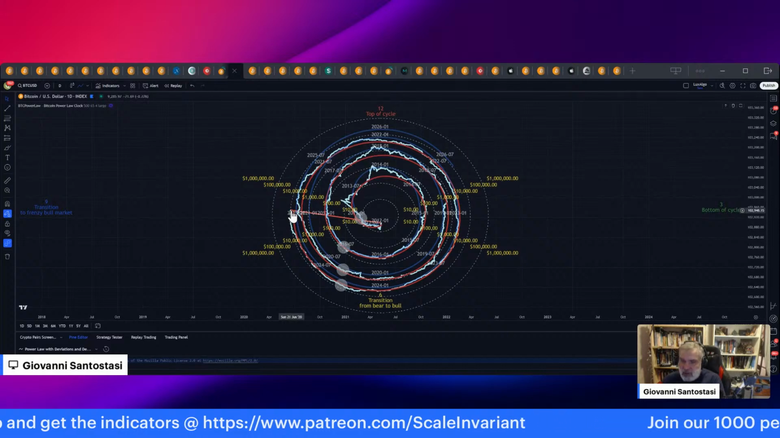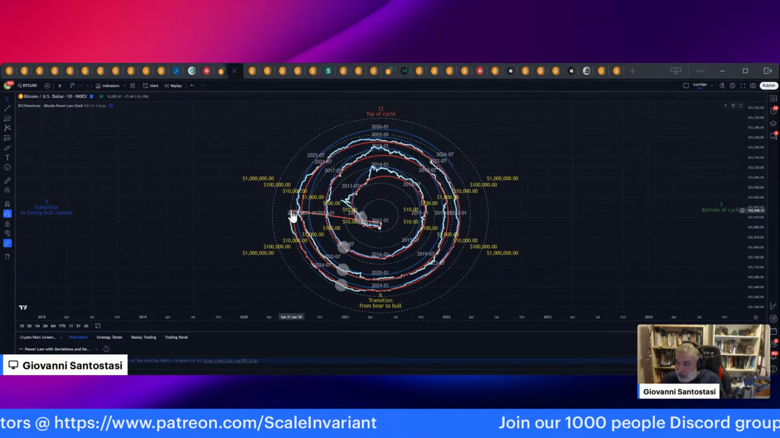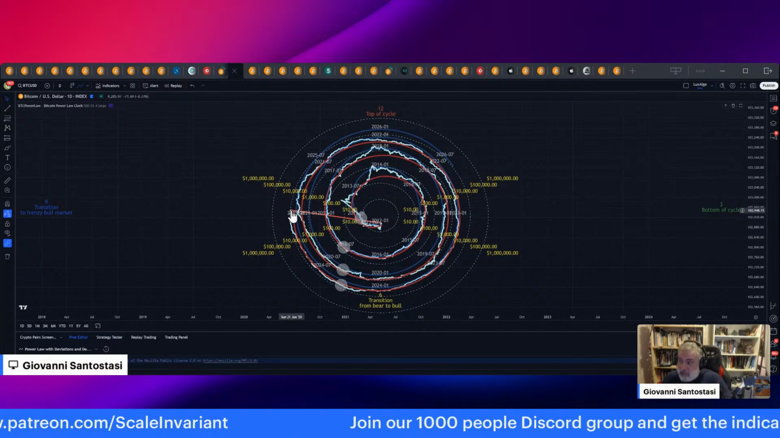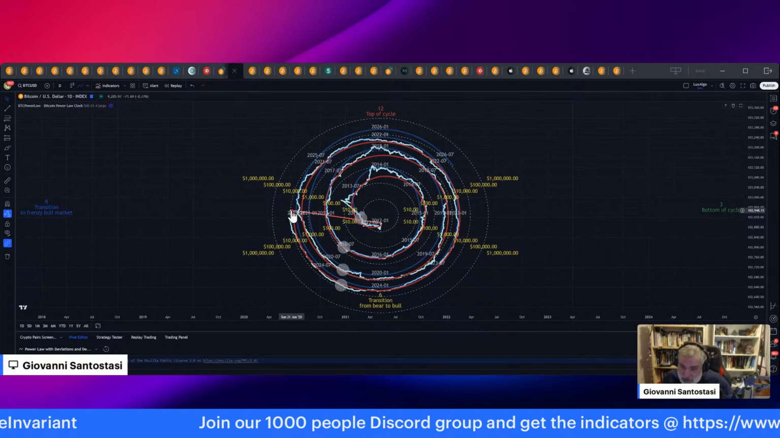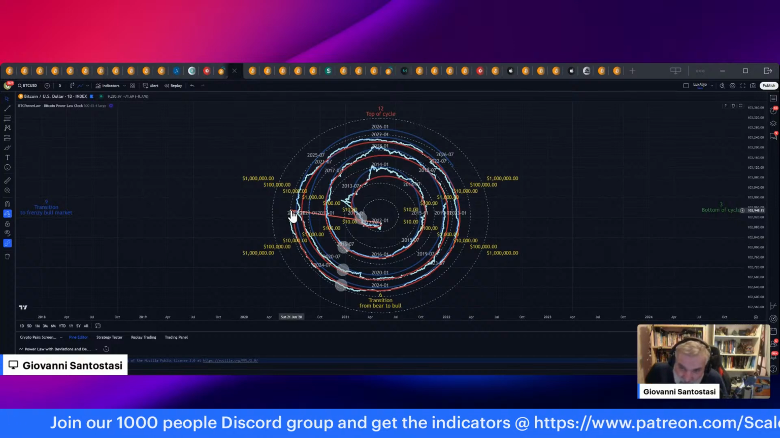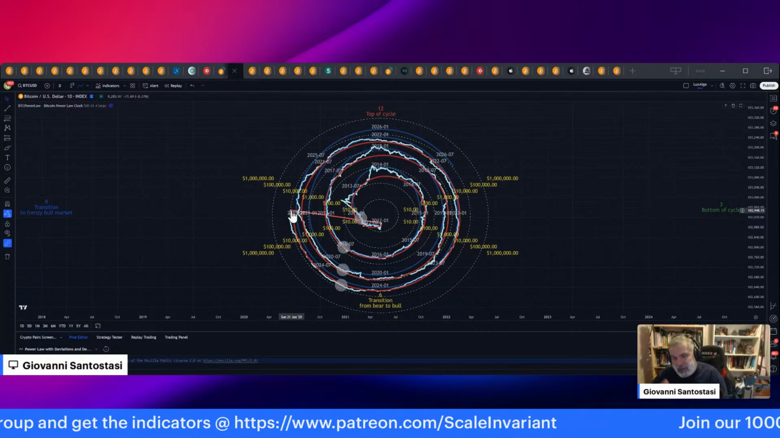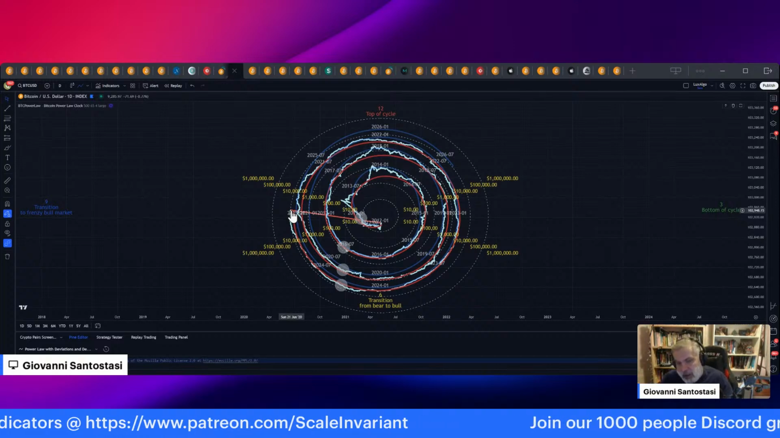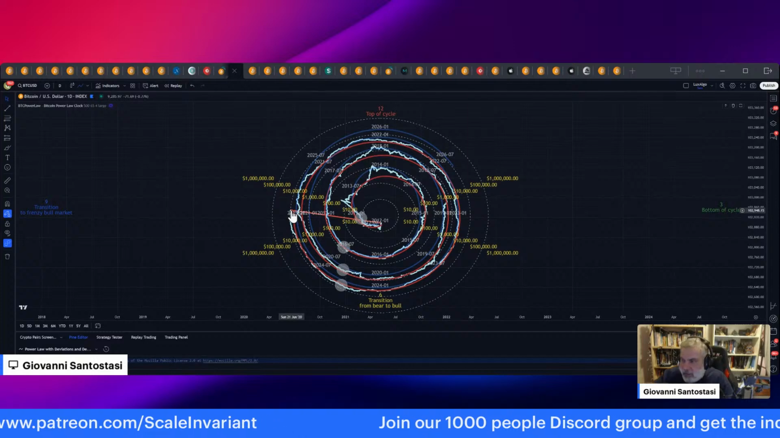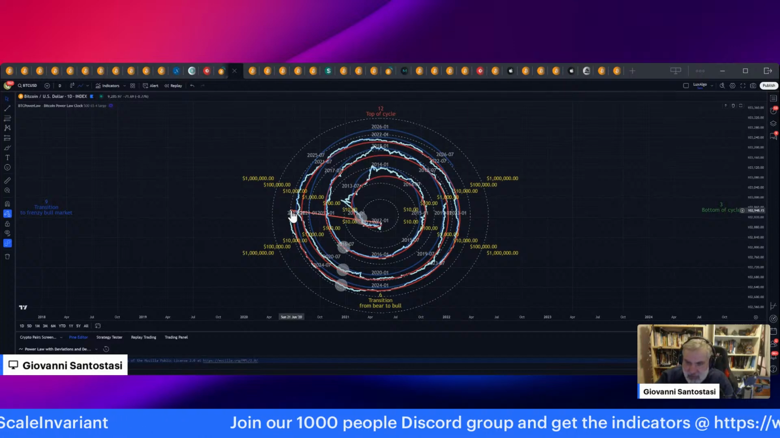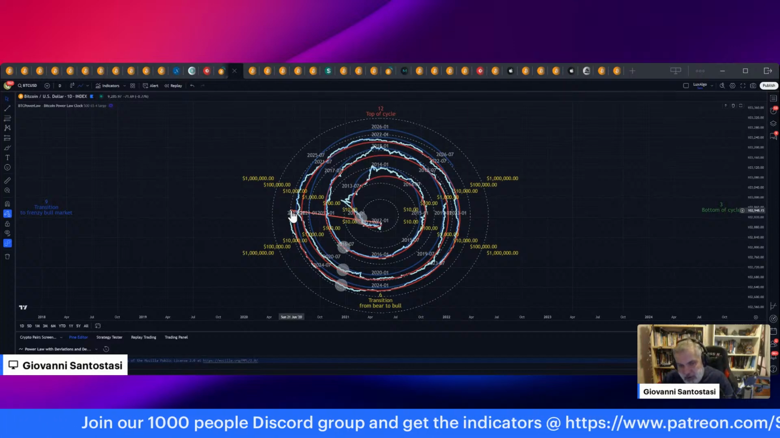In fact, they are called power law spirals. I didn't invent this term. There is such a thing, this thing called power law spirals. And Bitcoin, if you want to put together the periodic pattern and the power law pattern, is a perfect representation of this.